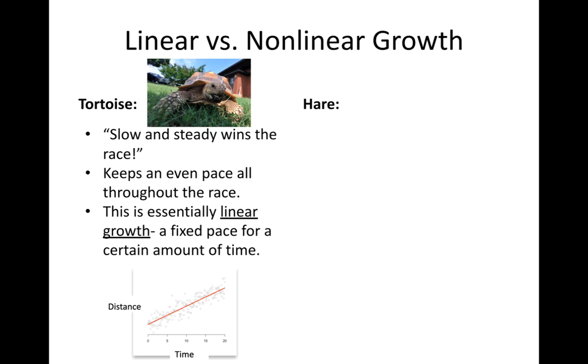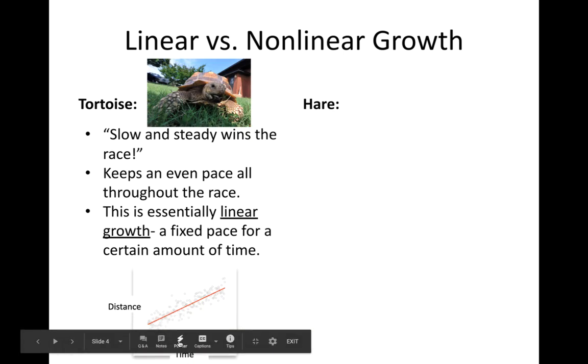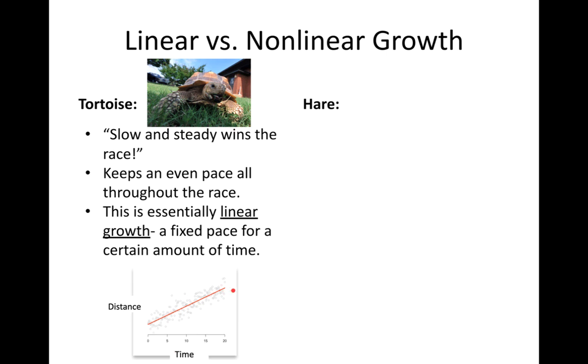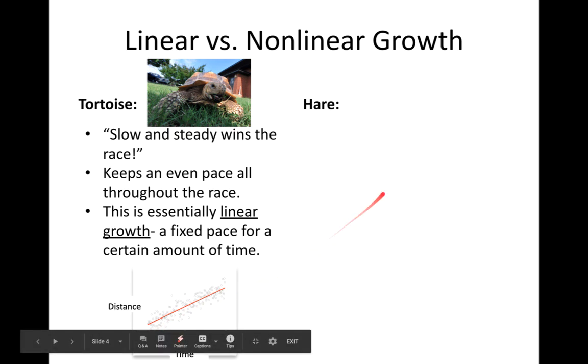So distance over time. Let me see if I can get my little pointer going here. So here is distance and here is time, and we have this sort of linear relationship between distance and time. So here's our starting point, this is our intercept, and then as time progresses, we move at a fixed rate across a certain distance. All right, so that's the tortoise.